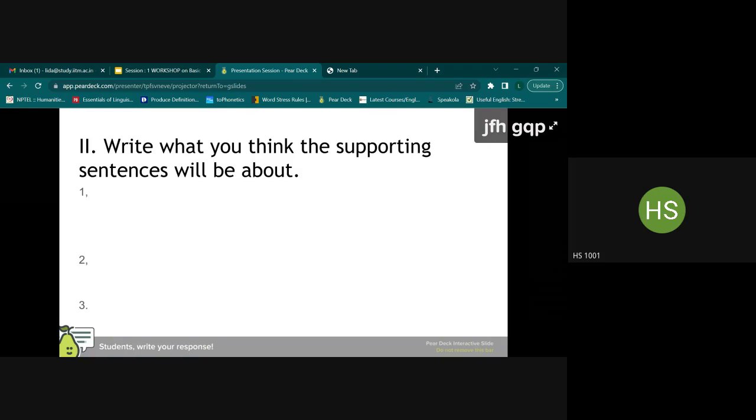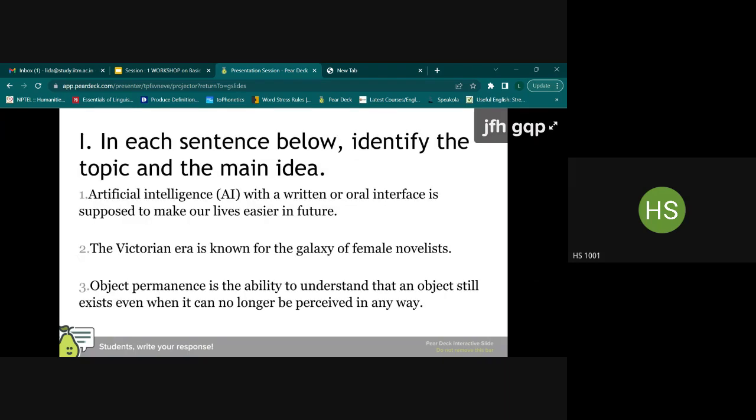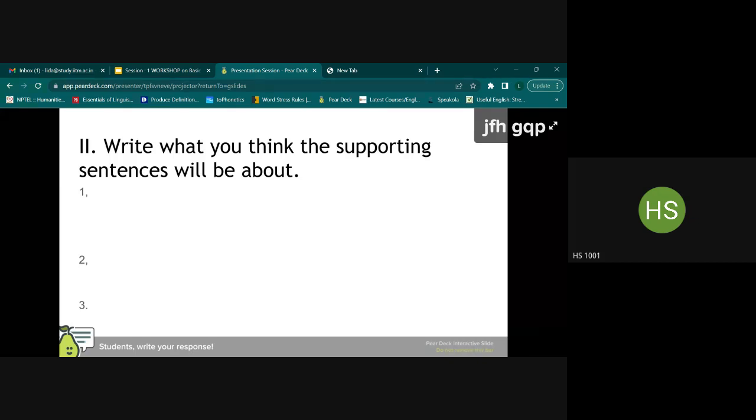Write what you think the supporting sentences. First question, right? This one. If I take the first one, artificial intelligence with a written or oral interface is supposed to make our lives easier in future. You don't have to write down the sentences. You just make points on what can be the supporting sentences. What can it talk about? Remember, it adds, proves, elaborates, explains, right? That's the function of a supporting sentence. Just write down what you think can be written about this topic sentence, the first one.